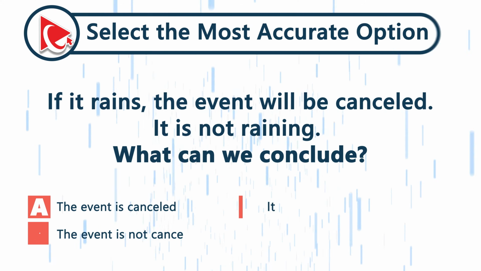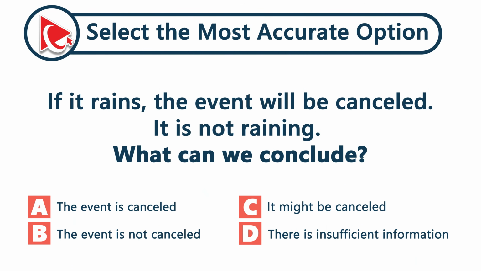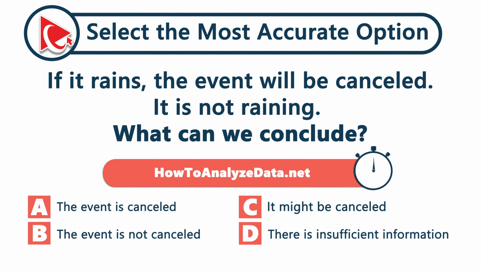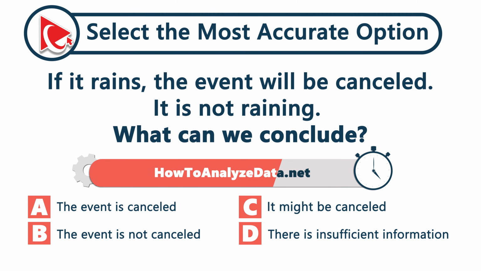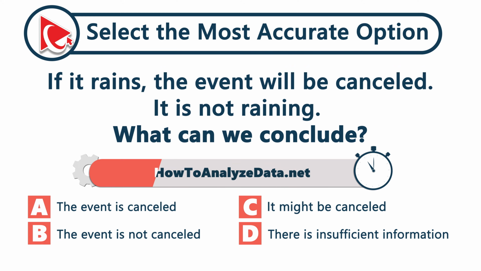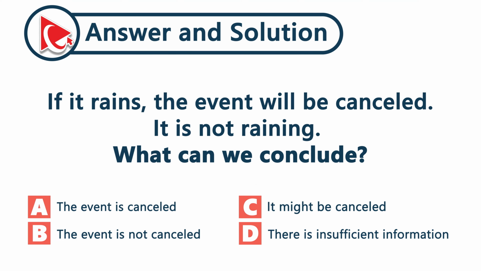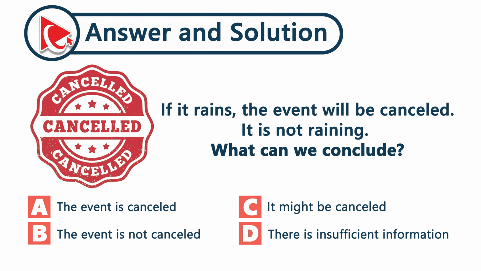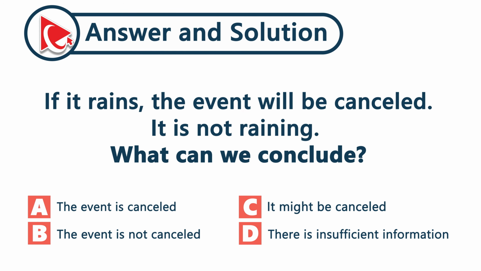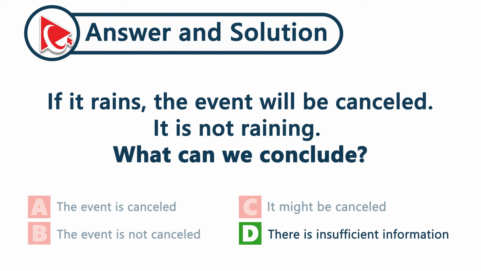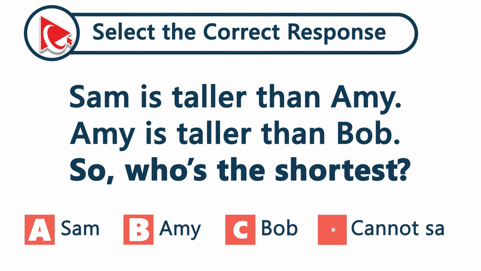If it rains, the event will be cancelled. Today it's not raining, so can you tell for sure if the event is still on? Here's the catch. The rule only tells us what happens if it rains, but it doesn't, so we're left guessing. Maybe it's cancelled for another reason. So the only solid conclusion is choice D. There's insufficient information.